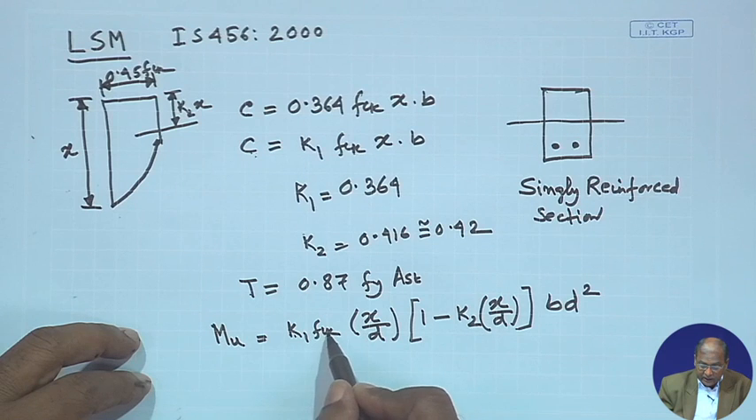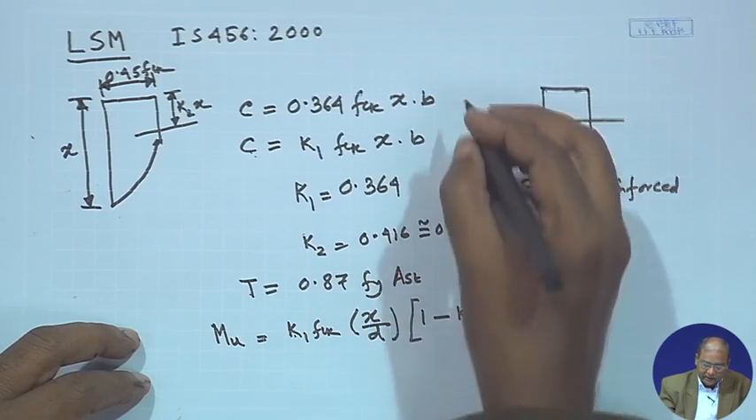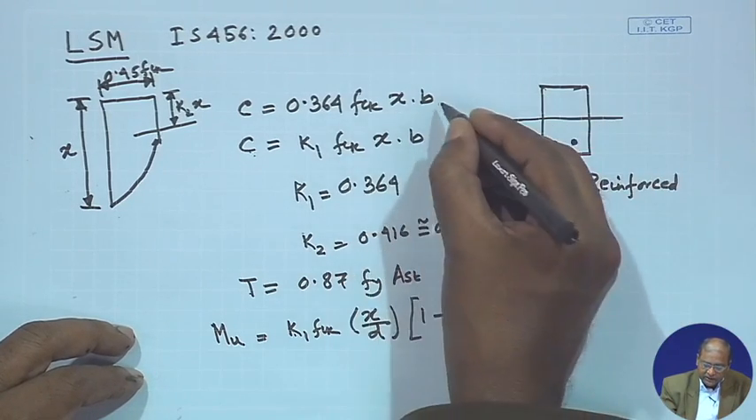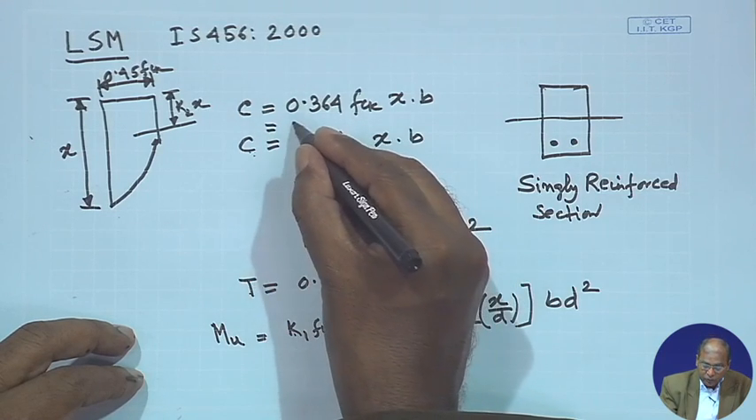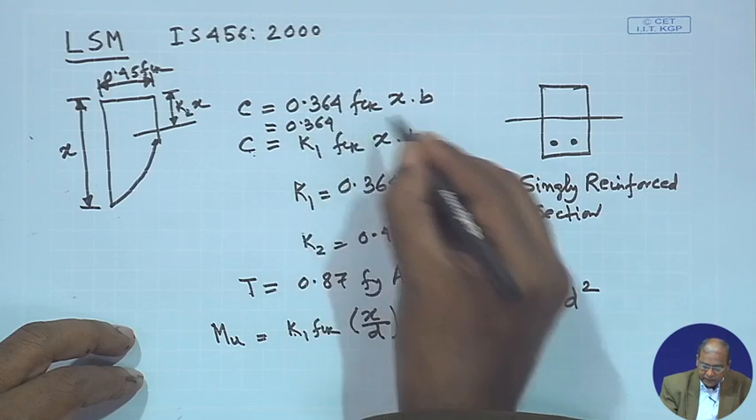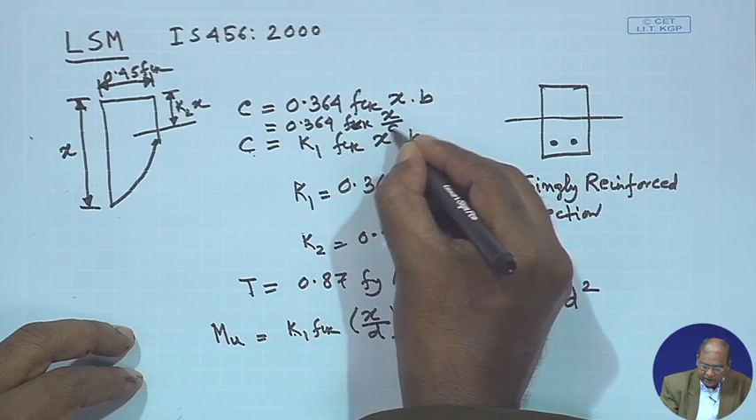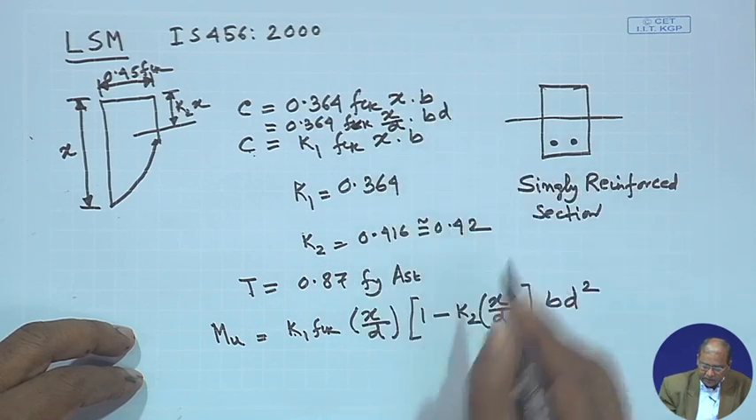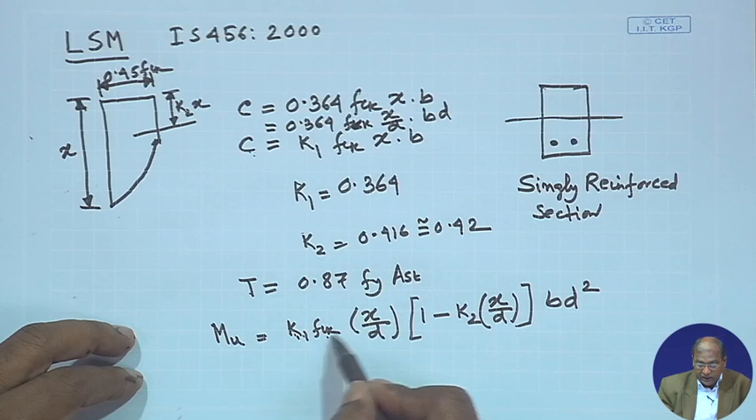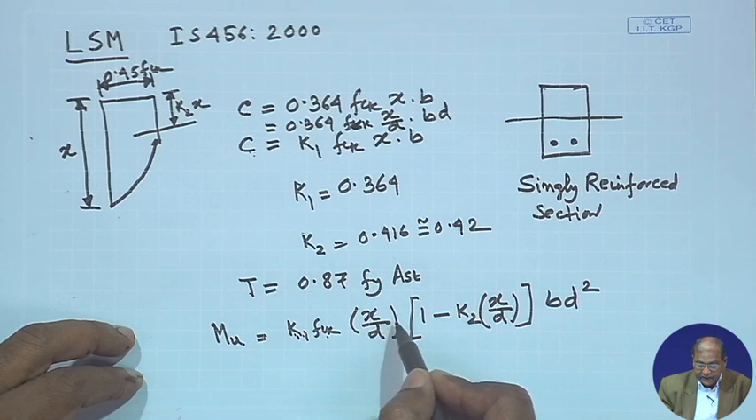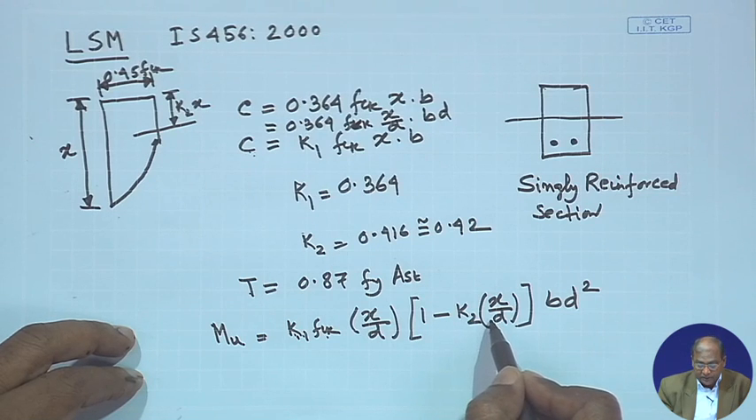Actually, here your K1 FCK x by d b and d, that factor we can take here. Just to complete this factor, I can write 0.364 FCK x by d into b d. That is what I will say. K1 0.364 is nothing but K1 FCK x by d into b into d, and this portion is coming from the lever arm.